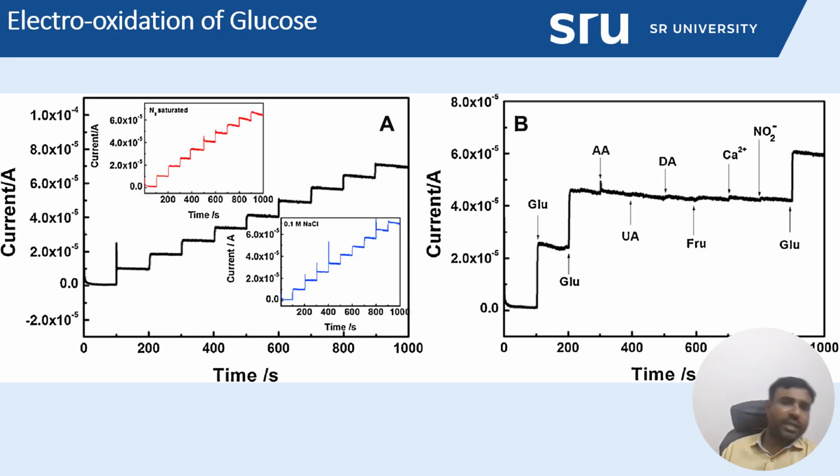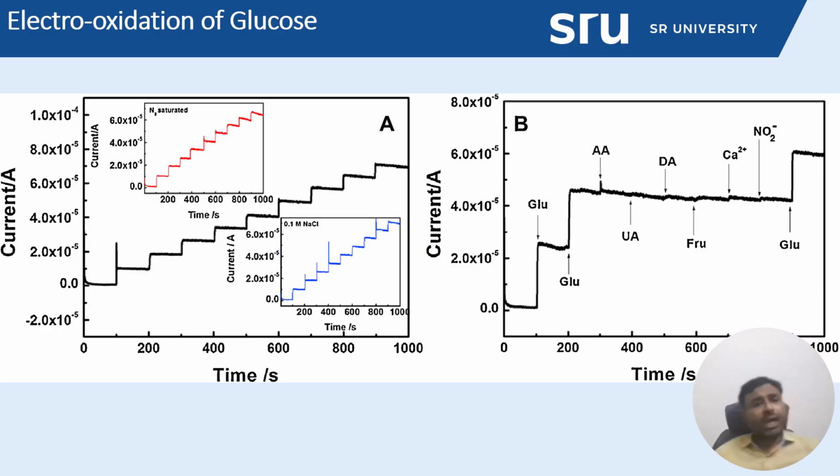Similarly, we performed the measurement in nitrogen-saturated solution, because dissolved oxygen in the solution may contribute to the oxidation peak current, so it may give a false outcome. For example, glucose oxidation we are performing at room temperature, and the electrolyte itself contains dissolved oxygen. This oxygen may also contribute because we are applying around 0.5 volt. At this applied potential, the dissolved oxygen may contribute and give an oxidation peak current along with the oxidation of glucose.